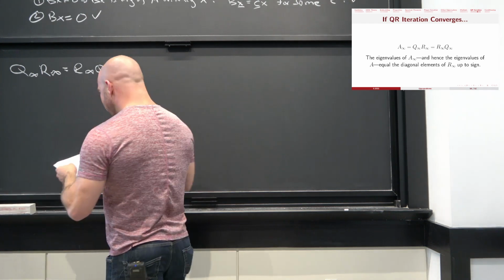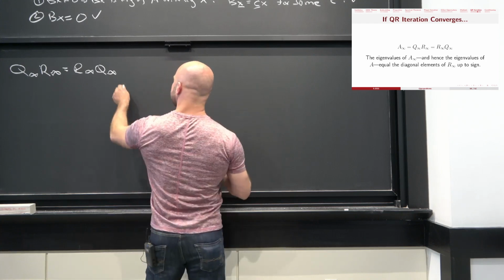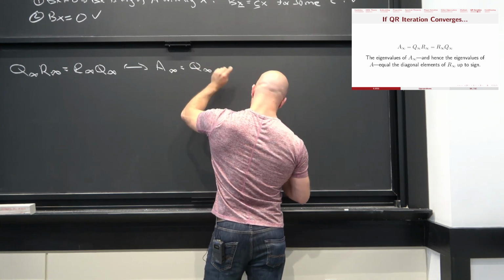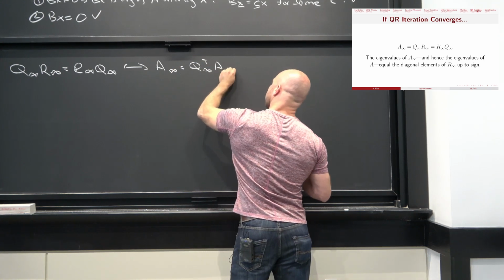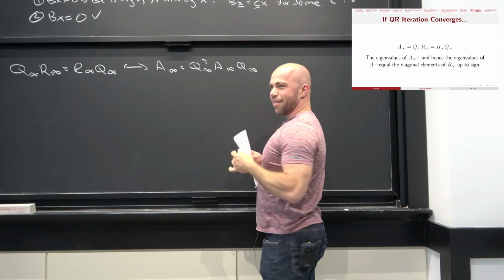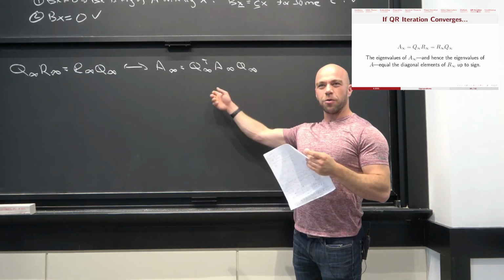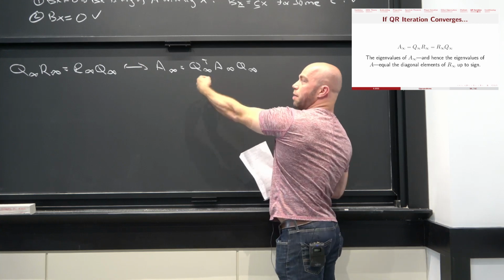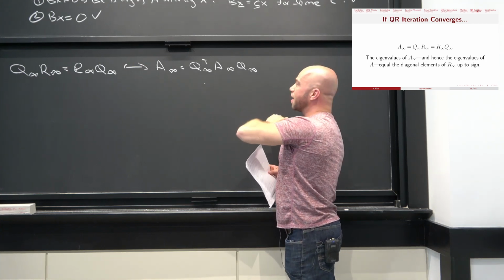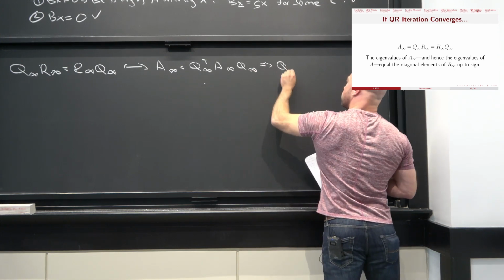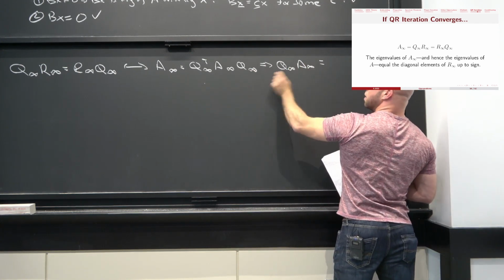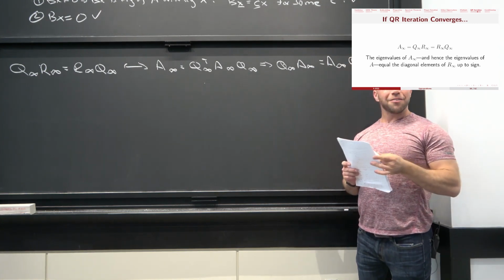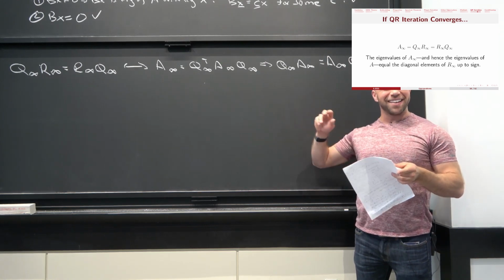Okay, and in particular, remember a different property, which was actually what we started with: A infinity is equal to Q infinity transpose A infinity Q infinity, because this was actually how we derived the QR algorithm. So these are our equivalent statements. From this expression, if I pre-multiply both sides by Q, then I'm going to show that Q infinity times A infinity is equal to A infinity times Q infinity. So there's just a lot of matrices here that commute. They all have the same eigenvectors.